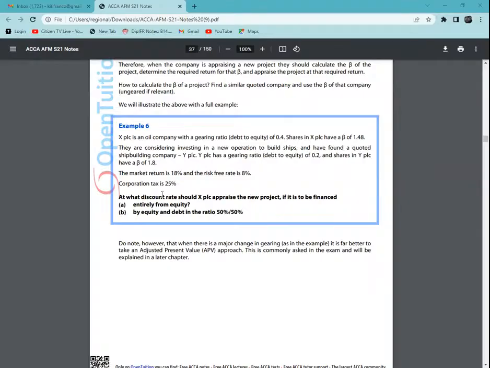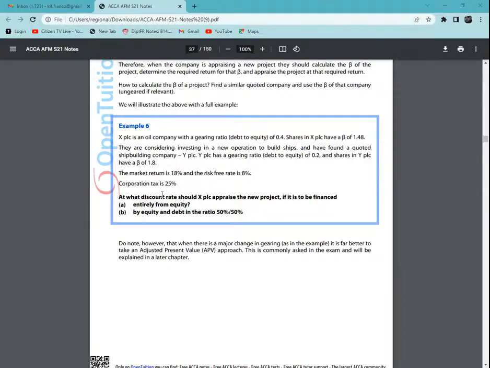So you're told here XPLC is an oil company whose gearing ratio, debt to equity, is 0.4. Shares in XPLC have a beta of 1.48. They are considering investing in a new operation to build ships and have found a quoted shipbuilding company, YPLC. So YPLC has a gearing ratio of 0.2, and the shares in YPLC have a beta of 1.8.